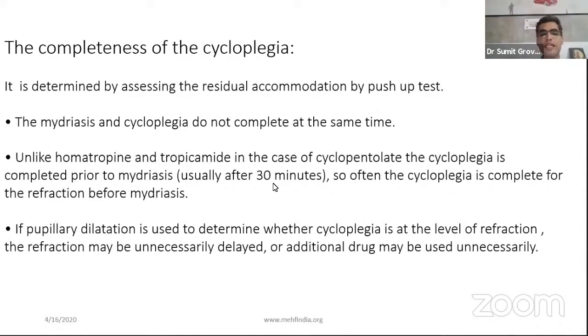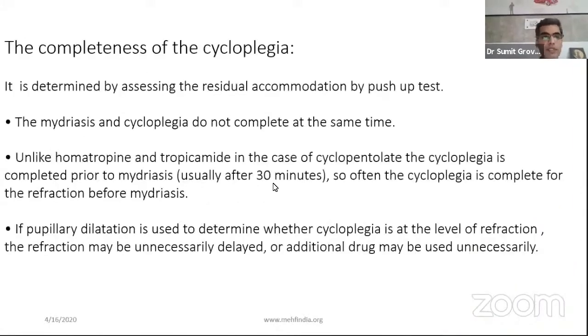So if the pupillary dilatation is used to determine whether the cycloplegia is at the level for refraction, the refraction may be unnecessarily delayed or additional drug may be used unnecessarily. There will be wastage of drugs. We'll just put the drugs again and again. So how do we assess? We can assess it by the residual accommodation using the push-up test. I believe that we all know what the push-up test is. It can be done by the pencil push-up test, and if we want to be more standardized, it can be done by the RAF ruler, which is the Royal Air Force ruler.